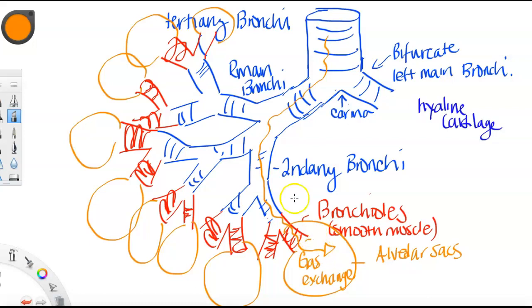And these alveolar sacs, remember, are made of a bunch of little alveoli. They look like little bunches of grapes or something. So they look kind of like that. Okay, so let's look at an alveolus up close. That'll be our next video.